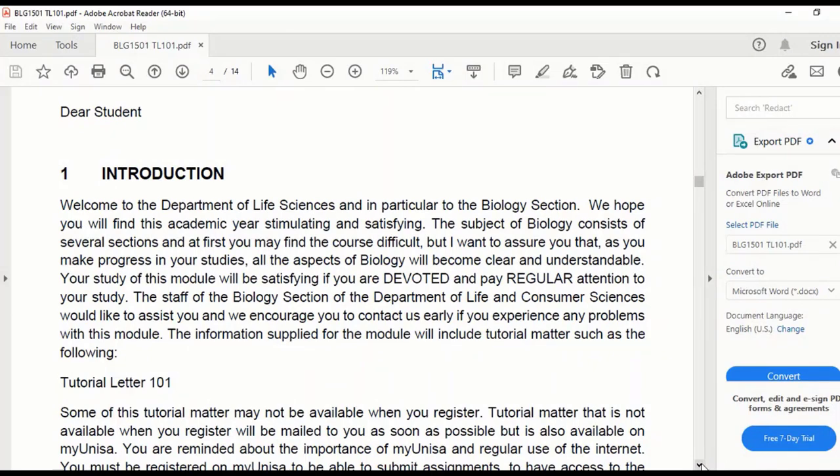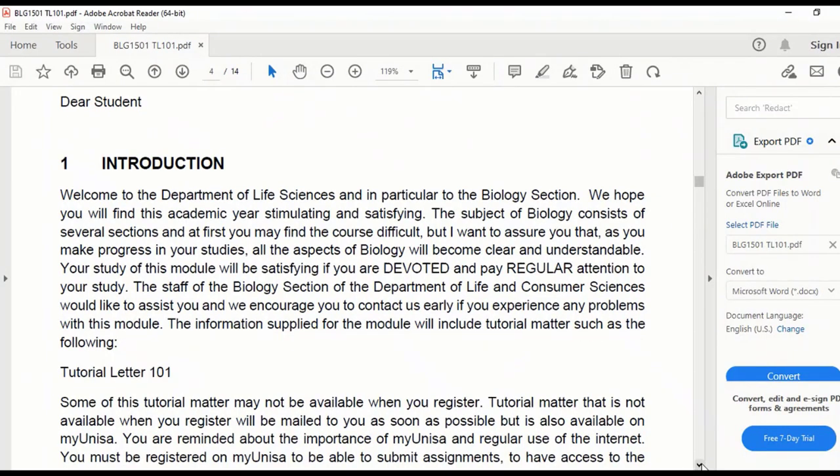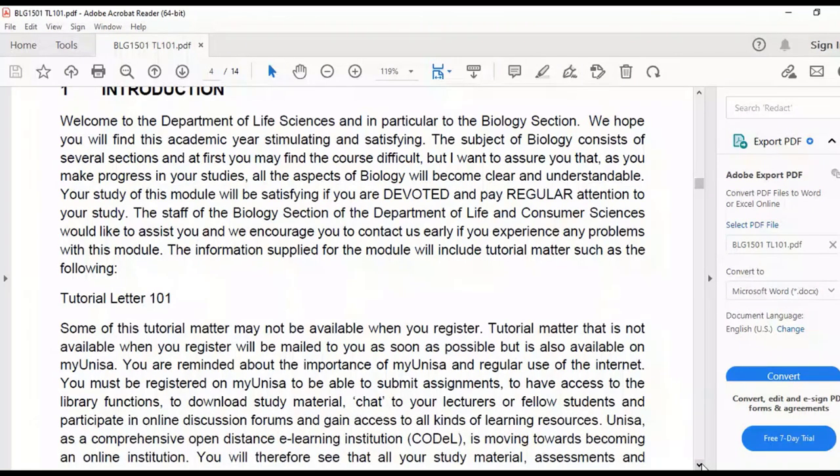This biology module consists of several sections, and you may find it difficult, but as you go on, we want to assure you that you will make progress in your studies. And obviously, people like myself are here to assist you where you might be lagging or struggling in all aspects, so that all aspects of this biology will be clear and understandable. Your study for this module will be satisfying if you devote regular attention to it. The staff in the biology section and consumer science would like to assist you and encourage you.